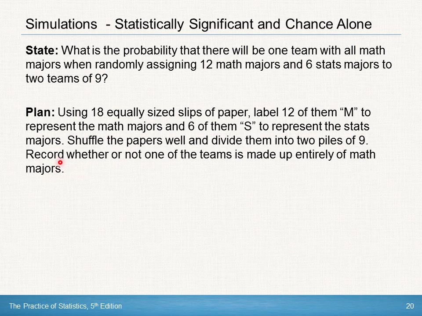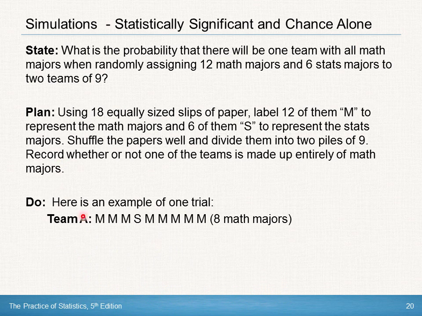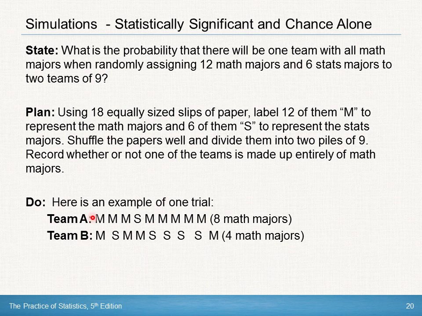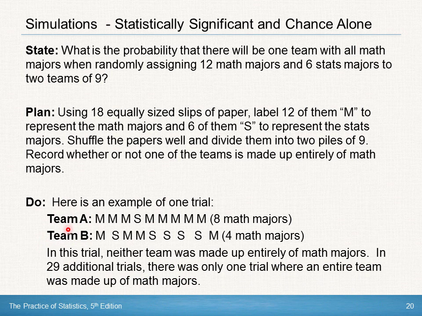Okay, so after we've shuffled them up, put them in our hat, pull out 9, put them down, take a look at the other pile, see if one of the two piles was completely made up of math majors. So here's an example of one trial. We had all 18 pieces of paper, and here's one team. Team A only had 8 math majors. Team B had 4 math majors. Okay, so this was one pile of 9. This was your second pile of 9. So in this trial, neither team was made up of entirely math majors. In 29 additional trials, there was only one trial where an entire team was made up of math majors.